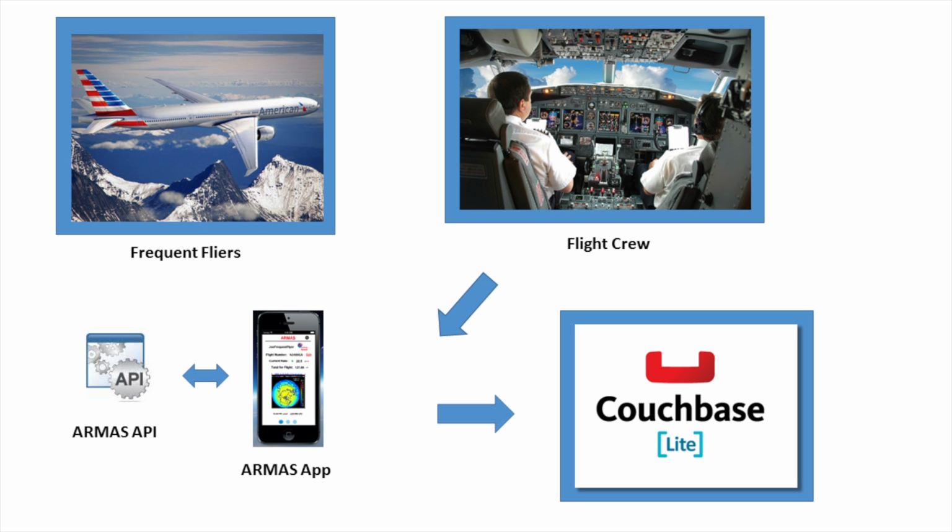The ARMAS app and Couchbase Lite are also used on domestic and international flights by frequent flyers and flight crews. The extensive library of current NASA space weather information is available via the ARMAS API when real-time sensor data is not available. During certain conditions, a coast-to-coast airline flight, for example, could be the equivalent ionizing dosage of a chest X-ray, and Couchbase makes it possible to track and analyze this information.